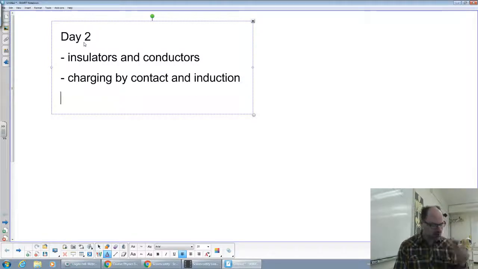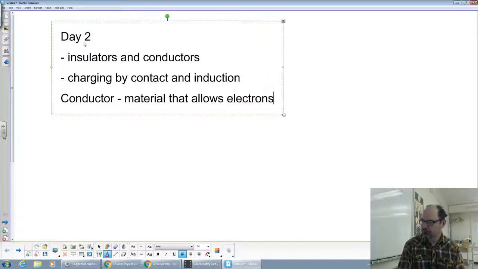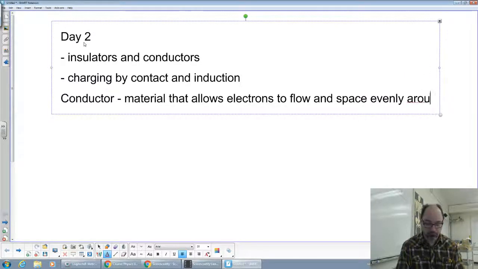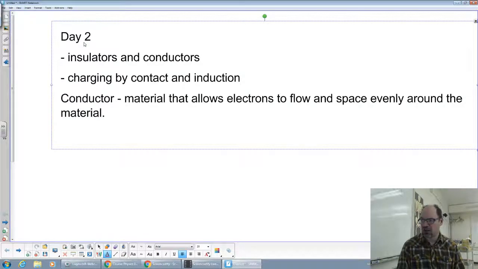Okay, so the first thing we're going to do is we're going to just define what a conductor is. Okay, this is a material that allows electrons to flow and space evenly around it. Okay, that's what a conductor is. It allows the flow of electrons.